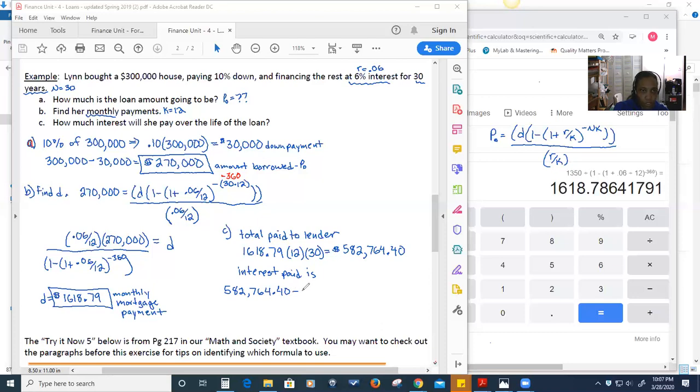And remember, she only borrowed $270,000. Okay. And when you do that calculation, you get $312,764.40. That's her total interest paid over 30 years.